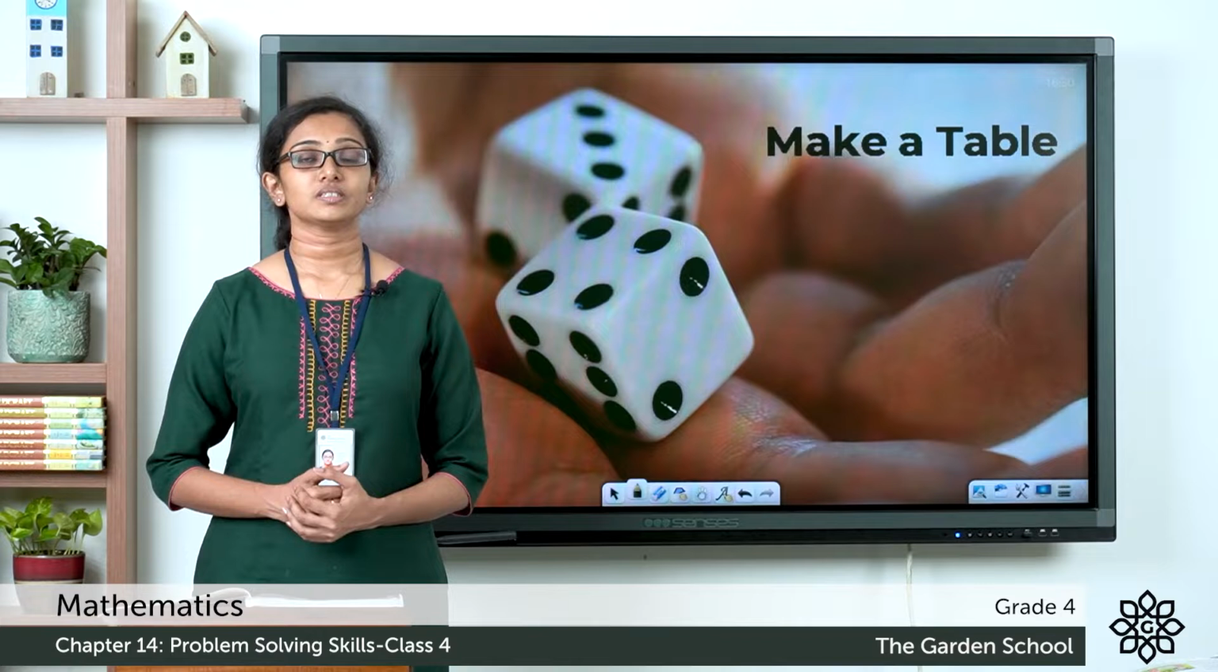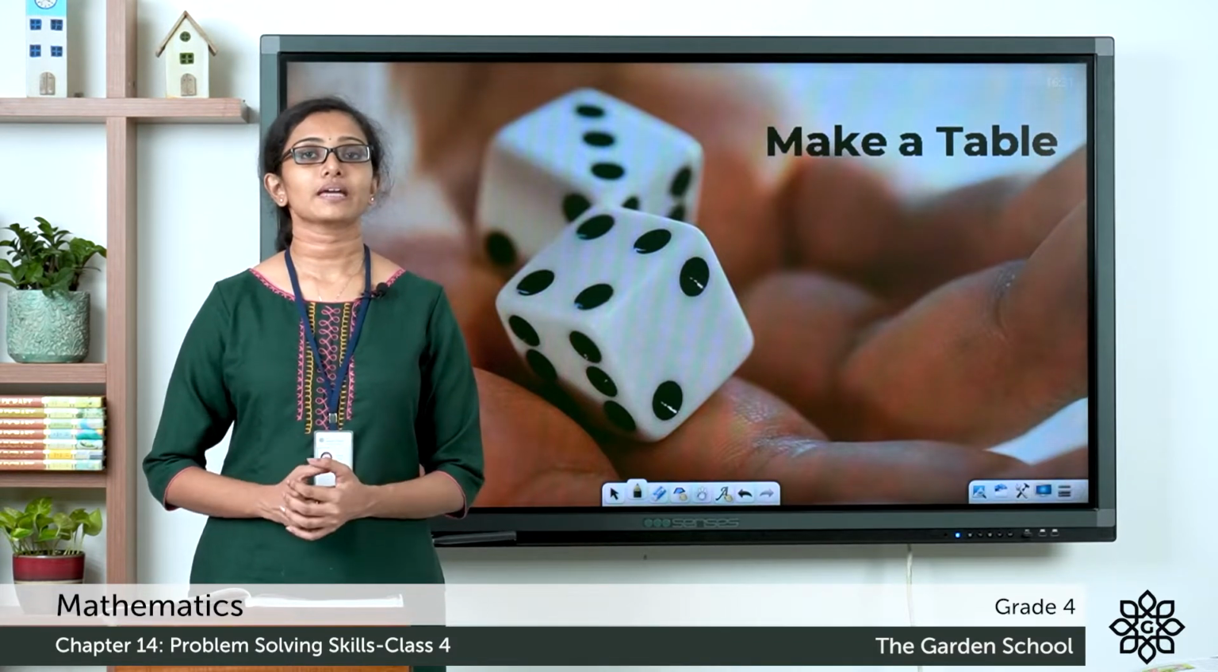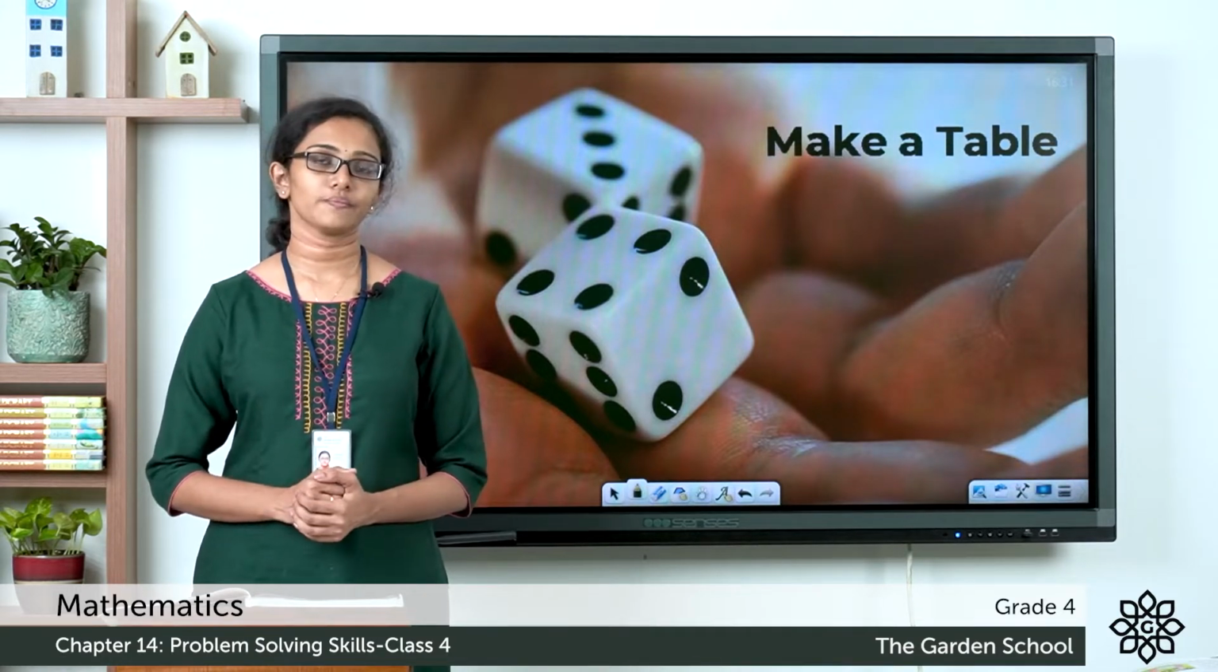So, we'll discuss a new problem solving strategy today. It is how to make a table to solve a problem. Let's begin with a simple example.